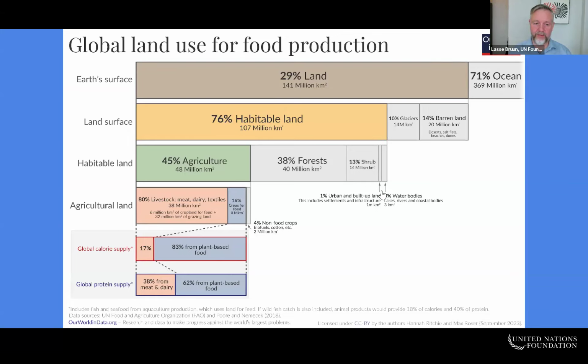But here's an interesting thing. If you look at the penultimate bar there, you see even though it takes up 80% of the land use, it only delivers 17% of the calories, while 16% of the land is used for crops for food, and it delivers 83% of the food we need. So you can see there's something wrong with this calculation, irrespective of where you find yourself on the spectrum on climate change, animal welfare, just from a purely efficiency and good use of resources, return on investment, if you will, this is not good. Next slide, please.